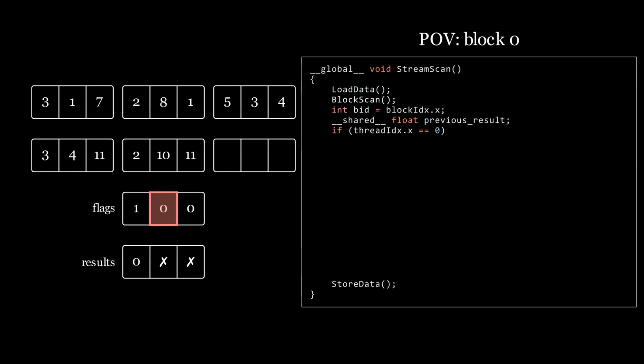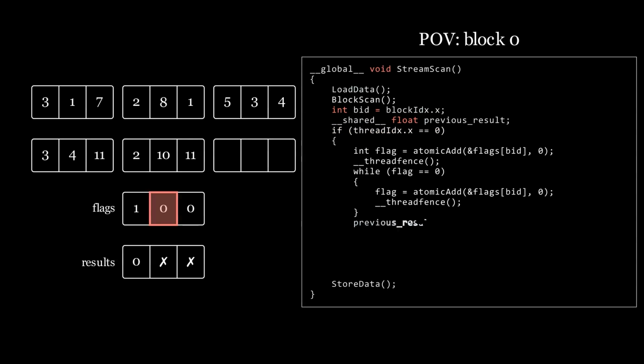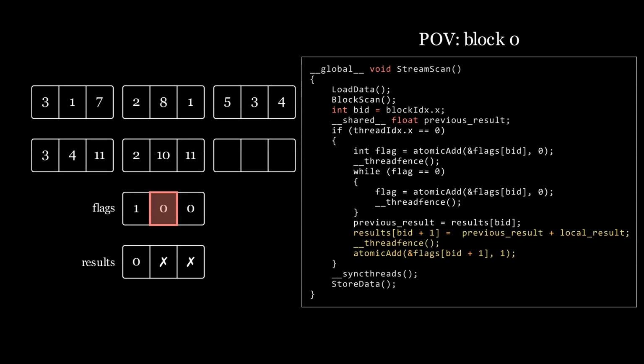Once its local scan is done, it elects the first thread in the block. This thread finds that the flag is already set to 1, so it can safely read from the results. Obviously, the result is 0, so adding it to its value will not change the result. Finally, block 0 writes out its result and signals the flag.